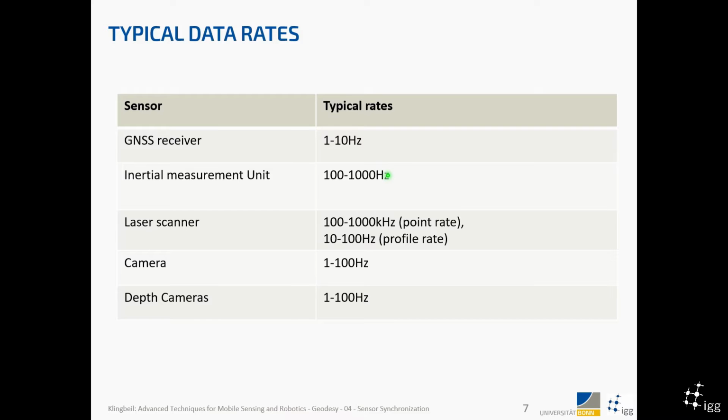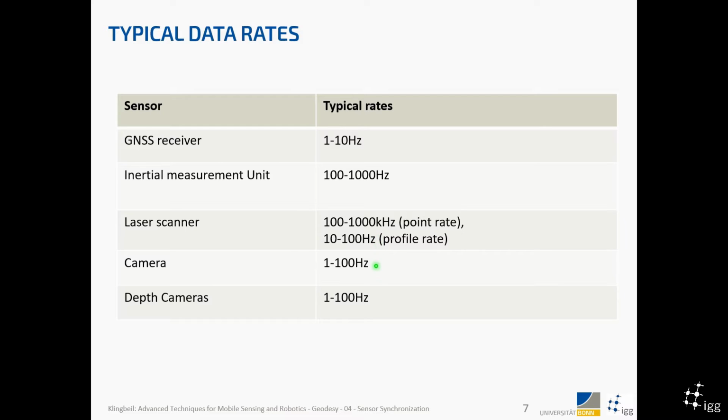Inertial measurements mostly give you 100 hertz data. High quality, expensive ones can give you even 1000 hertz. And here's also the question if you really need that. That depends mostly on how dynamic your motion actually is, how fast you move and how fast your rotations are. Laser scanners have a point rate of up to 1 megahertz or even more. And if you talk about profile scanners, this can be done with profile rates of up to 100 or 200 hertz. So that means that with a 100 hertz profile rate, I have 100 full rotations per second.